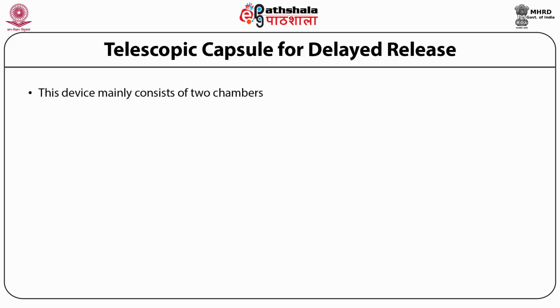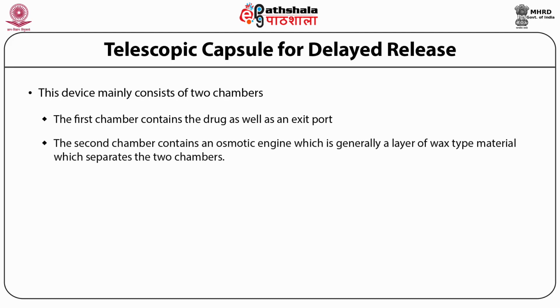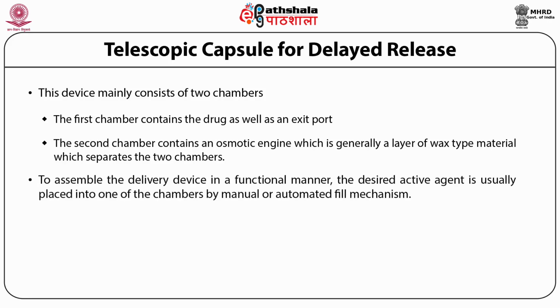This device mainly consists of two chambers. The first chamber contains the drug as well as the exit port, that is, the orifice to release the drug. The second chamber contains an osmotic engine, and a layer of wax type material separates the two chambers. The next important point is that to assemble the delivery device in a functional manner, the desired active agent is usually placed into one of the chambers by a manual or automatic fill mechanism.